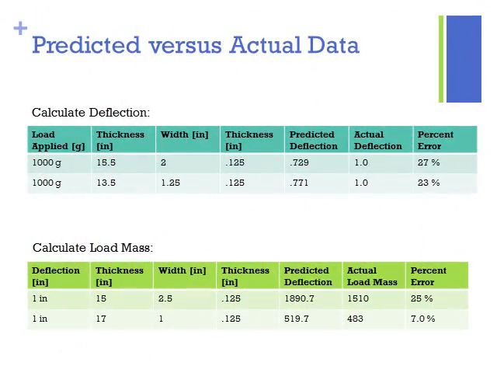In order to apply our data and results to a real-life situation, we created our program to calculate either load or deflection, depending on which one the user chose to input. Once prompted, the user entered the thickness, length, and width, as well as the load or deflection, and the opposite was calculated. We were able to calculate the actual deflection and load mass based upon our MATLAB program and compare it to our predicted values, as well as calculating the percent error.